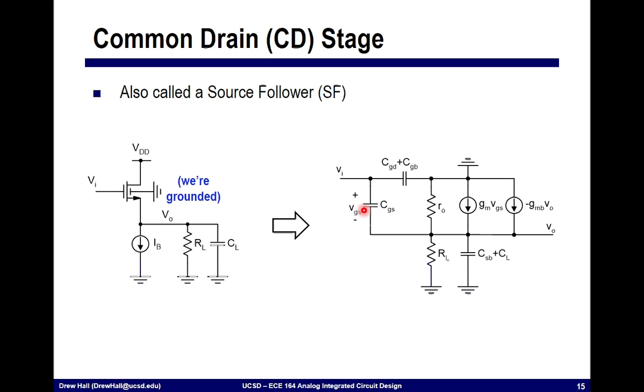Okay? We have CGS, that is the gate to source capacitance, connected between the input terminal and the source, which happens to be the output in this device. We have gm, and we have gmb that opposes it in the opposite direction. So we have minus gmb times Vout. Okay? We also have our load resistance and our capacitance. So very often we don't have CSB, but in this case we do have CSB, and it turns out to be in parallel with our load capacitance CL.